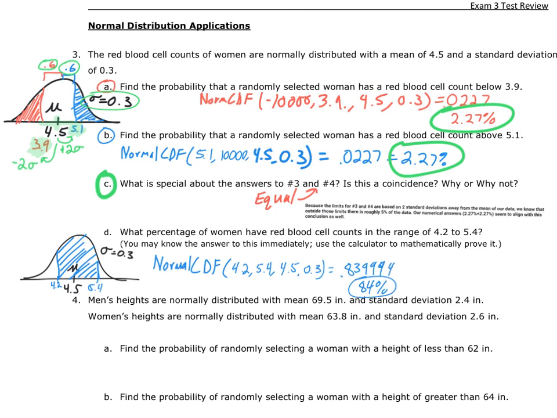The reason I was saying you could probably do this in your head immediately is because you can use the empirical rule to estimate that, but we're going to go ahead and just go with 84%.